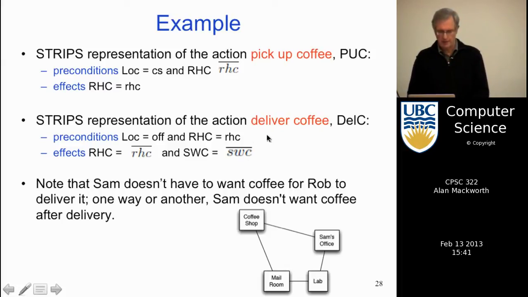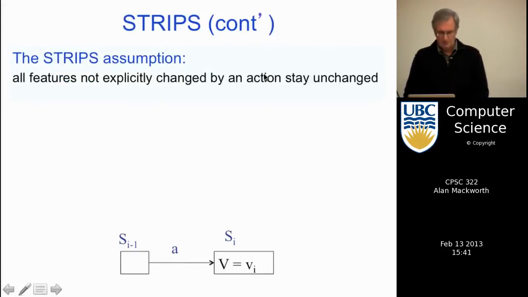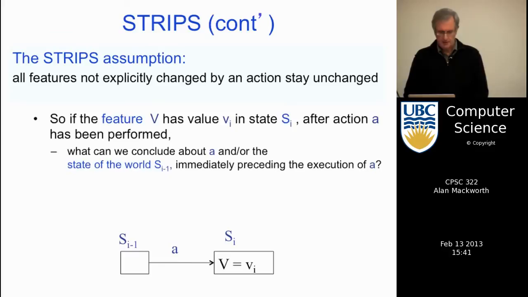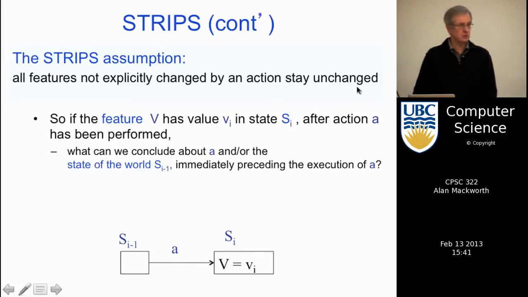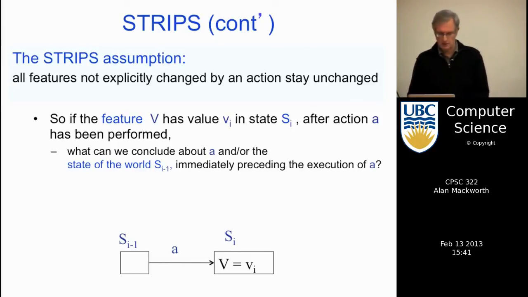So we don't have to have a precondition here that Sam wants coffee in order for the robot to deliver. The robot doesn't care. He just comes into his office and dumps it down and says, here's a coffee, drink it. If he doesn't want to drink it, that's his choice. And again, the STRIPS assumption is that all values not explicitly changed by an action stay unchanged, which is not true in general, but we're going to make it true. We can only work with worlds where that's true.